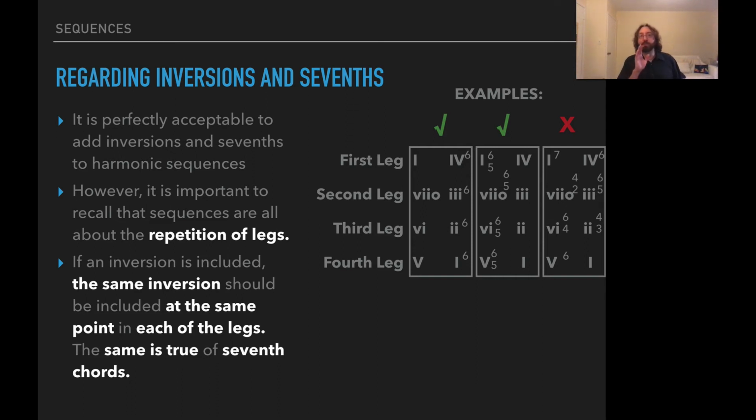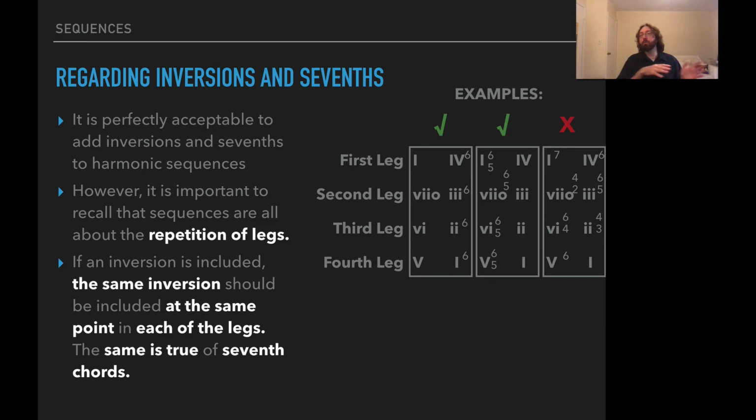Let's take a look at this first column, which goes through the circle of fifths sequence. 1, 4, 7, 3, 6, 2, 5, 1. In the first column, I've divided it so that each row has a different leg. 1 to 4, 7 to 3, 6 to 2, 5 to 1. And in that first column, I've added inversion symbols. But you'll notice that in each leg, that inversion symbol is added in the same relative spot. In this case, the second chord.